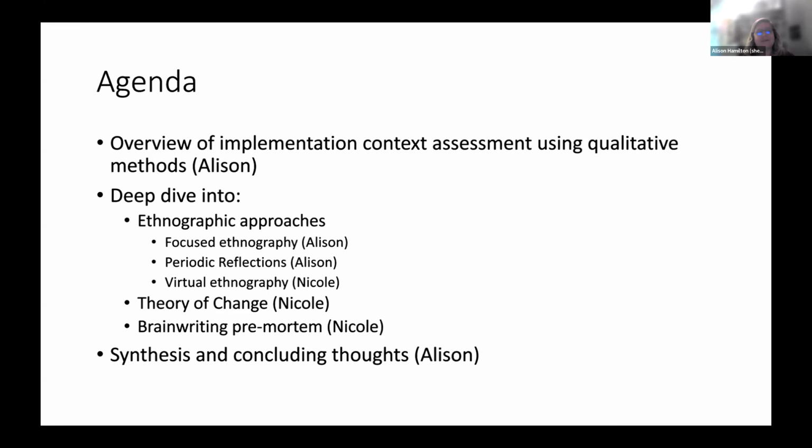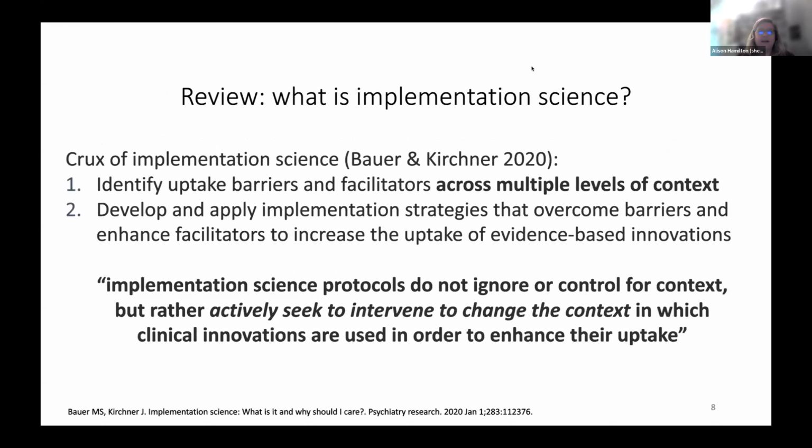Okay, so I just want to get us all grounded on the same page. We can go to the next slide with a definition of implementation science. I am guessing that those of you who are with us today know what implementation science is. I don't say this to question that, but rather to highlight the role of context in definitions of implementation science. In this definition in particular, from a great paper by Mark Bauer and Joanne Kirchner, they say that the crux of this field is to identify uptake barriers and facilitators across multiple levels of context, and to develop and apply implementation strategies.